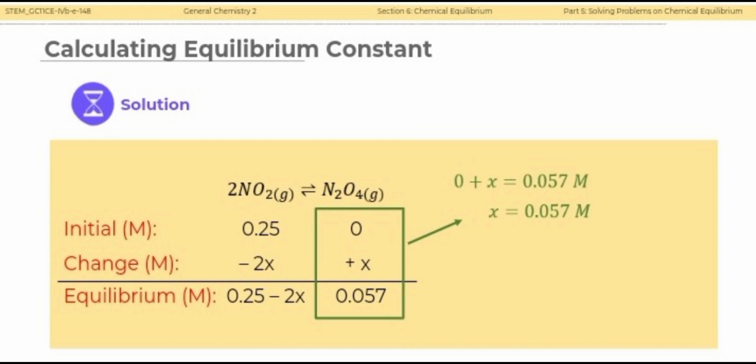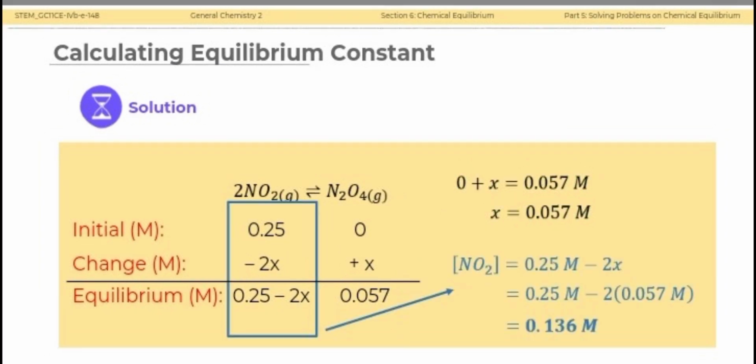Again, initial concentration plus change in concentration equals equilibrium concentration. 0 plus X equals 0.057 molar. Solving for X, we get 0.057 molar. On the other hand, the concentration of nitrogen dioxide at equilibrium equals 0.25 molar minus 2X. Substituting the value of X, we obtain a nitrogen dioxide concentration of 0.136 molar.